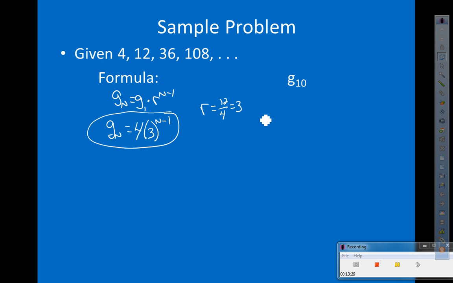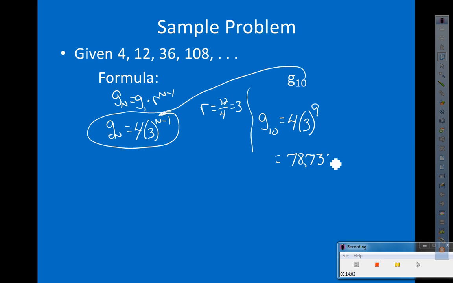Now to come over here and figure out G sub 10, it will look like this. G sub 10 is equal to 4 parentheses 3. Plug in a 10 right there. 10 minus 1 is 9. We'll run that through our calculator. 4 times 3 caret 9. And you should get 78,732. I'll speed the calculator part up because I don't want this video to take forever. But that's how it is. That's all there is to this.